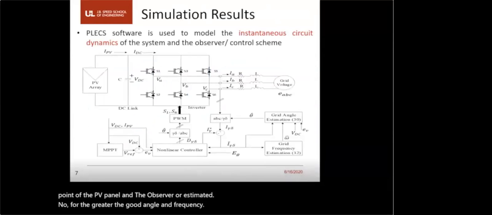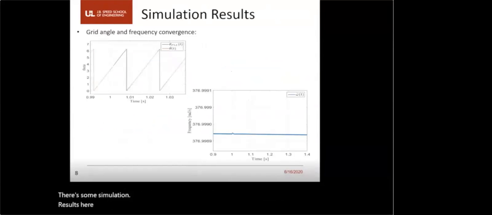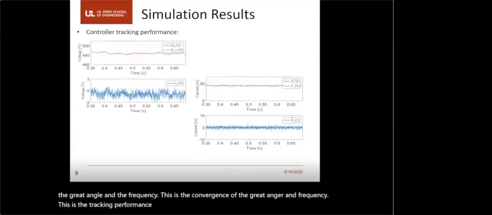Instantaneous circuit dynamic of the system and the observer control schemes have been implemented in the Plexim software. There are some simulation results here. The grid angle and the frequency. This is the convergence of the grid angle and the frequency. And this is the tracking performance of the DC bus voltage and the current.